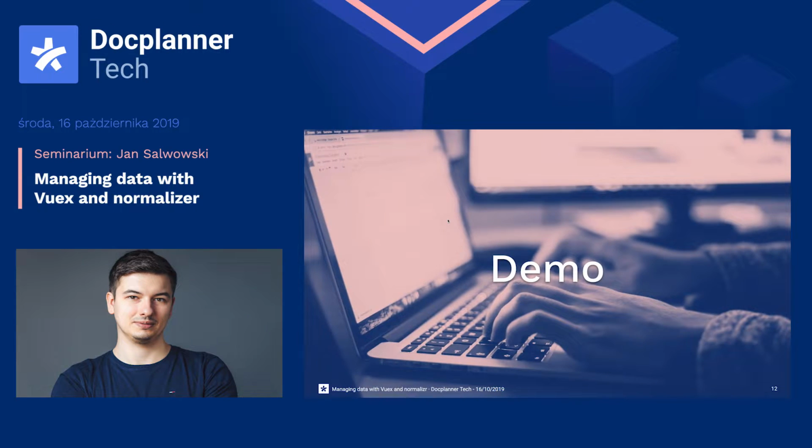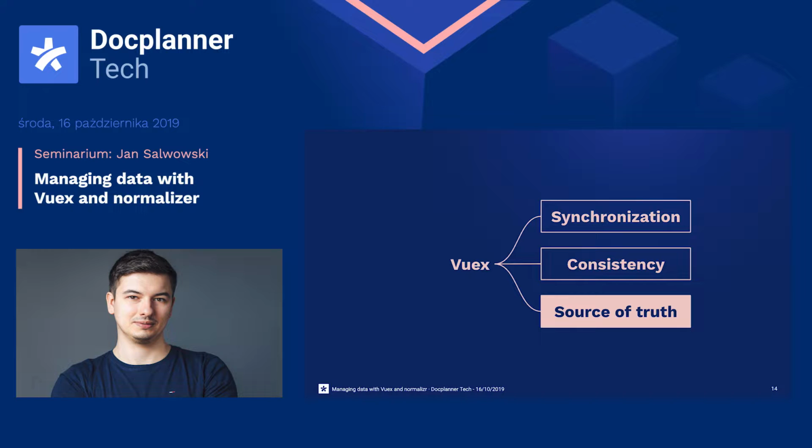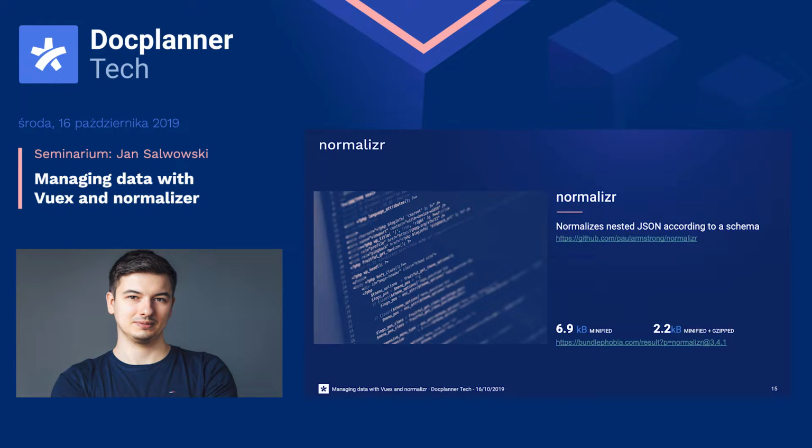Okay. So what are the solutions for these problems? First thing, we need one place to store it, so there is Vuex. It may help us with synchronization, but it will not solve this problem from the ground up. Consistency, the same as synchronization. It may help us, but it won't do it for us. But this is the source of truth, if configured well, and if you keep getting the data from the same place, module, or whatever. But we also have Normalizer that we can use to help us.